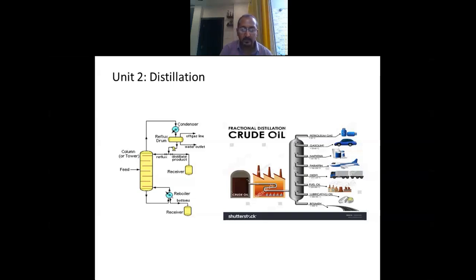So distillation is one of the most important mass transfer operations in the chemical process industry, and the very famous example is fractional distillation of crude oil, which we all know. The crude oil is separated into petroleum gas, gasoline, naphtha, paraffins, diesel, fuel oil, lubricating oil, and bitumen.